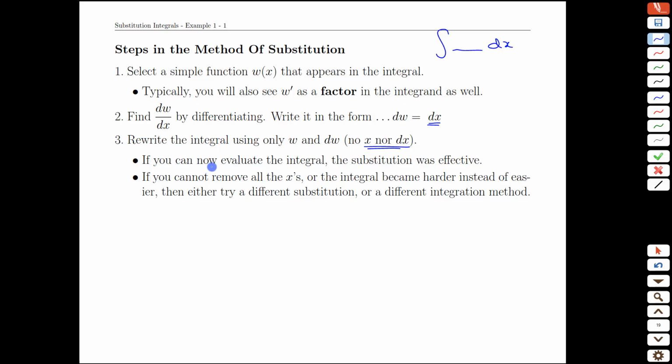And if you've done the right step or have made a wise choice, you should be able to evaluate the integral. And that means the substitution was effective. Do the integral, work your way back. If it turns out you couldn't get rid of all the x's, or you got a new integral that was actually harder than the one you started with, then that points to the need to try something else, some other alternative method, and we're going to see a couple later on in the course as well. But substitution is usually the first go-to method because it's fairly straightforward to execute, and usually there's some signs that it might be beneficial in the form of the integrand you see to start with.